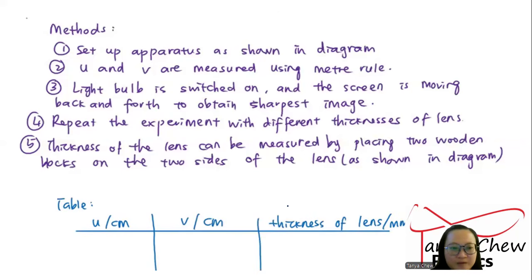This is your table. Could you see my headings: U slash the unit, V slash the unit, and the thickness of the lens cannot be in cm, it must be in millimeters. So it is quite thin.